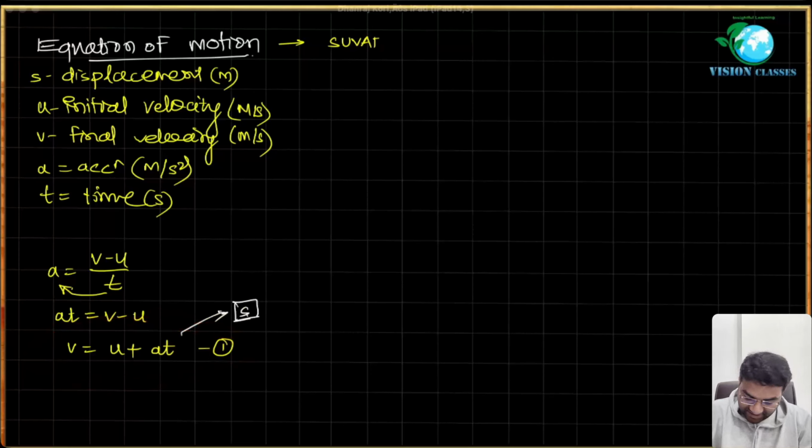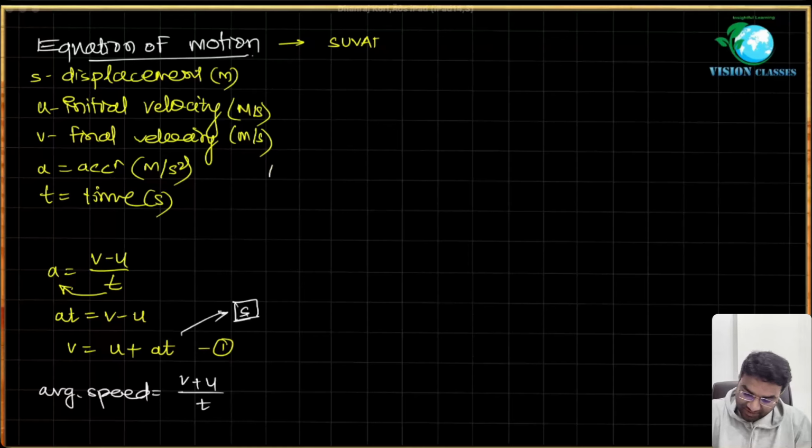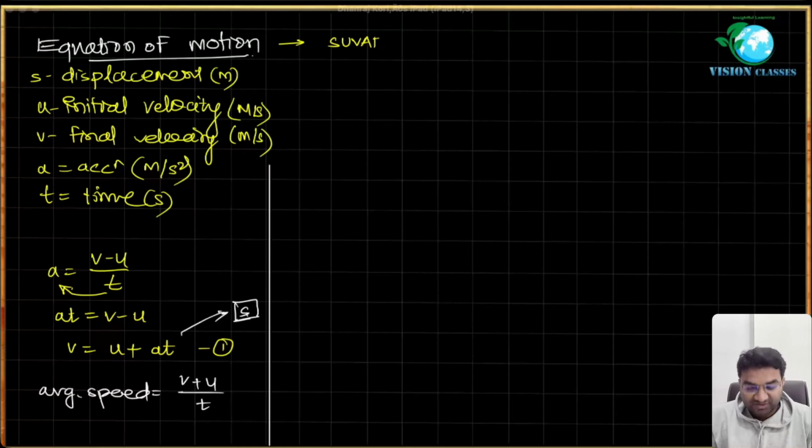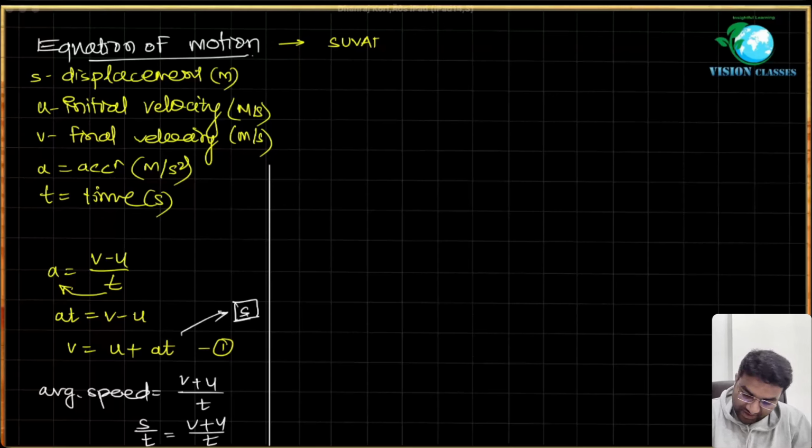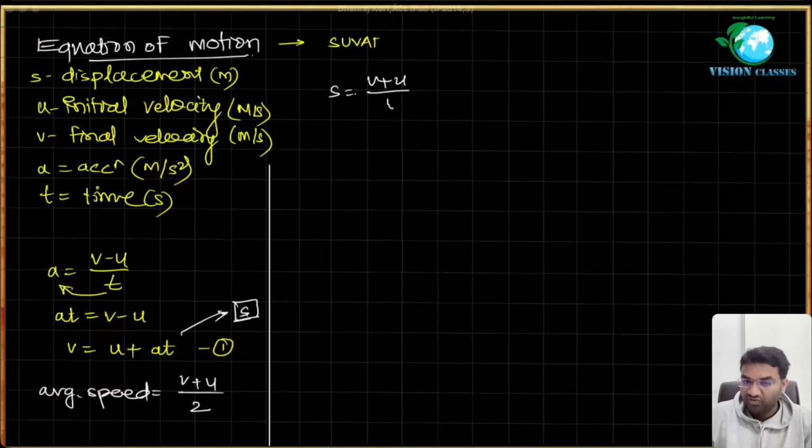Then next, average speed is equal to v plus u over 2. What is speed? Speed is equal to s over t, which is v plus u over 2. And if you rearrange the whole equation, s upon t is equal to v plus u upon 2.